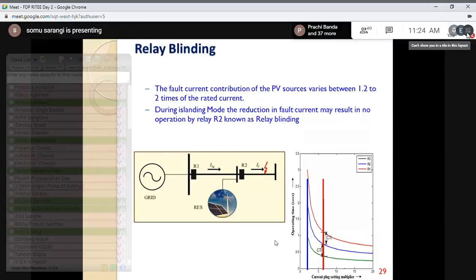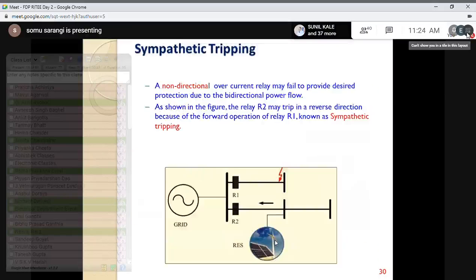Now, if renewable is included, the fault current line is the blue line, which is not cutting the characteristic, so it may be possible that relay R1 will not operate. It means relay R1 is unable to see the fault. Whenever it is required to provide the backup, R1 will not operate, or R1 will be blinded. That is called relay blinding.